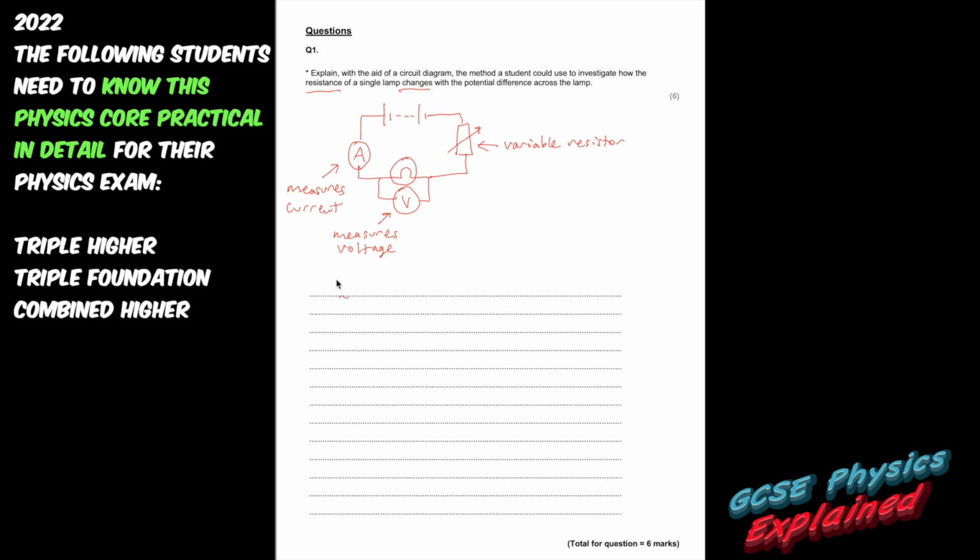So the first thing we need to do is measure the voltage and measure the current and work out the resistance. Then once we've done that once, we will change the size of the variable resistor, which will give us another voltage and current reading to compare.